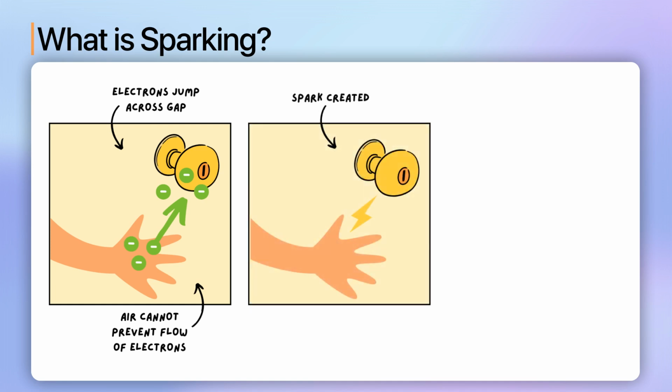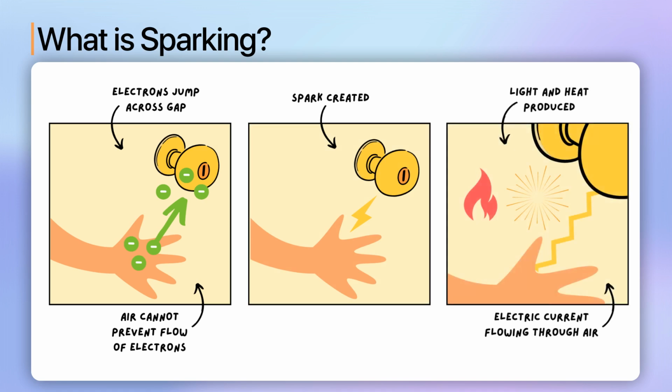This spark is actually a small electric current flowing through the air, which heats up the air and produces light and heat. The spark you see and feel is this rapid discharge of electricity, which can sometimes be strong enough to cause a shock or even ignite flammable substances.